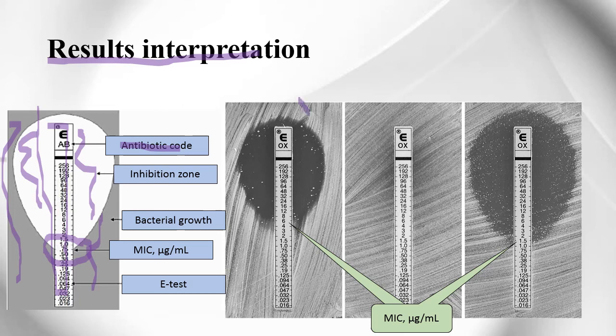So let's look at this picture. This is the clear zone, right? So this one will become your MIC, and this one there's no inhibition, and this one the MIC will be at this bit. So its MIC, I think, is 1.5.